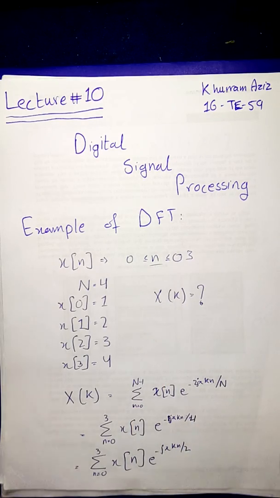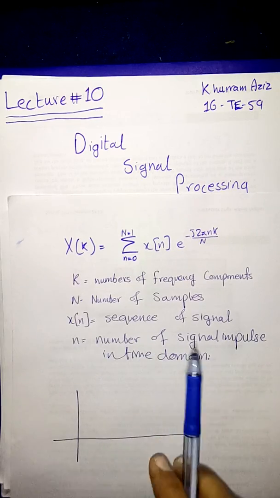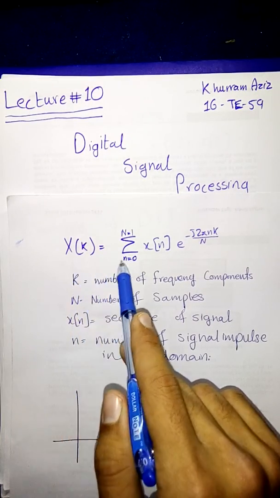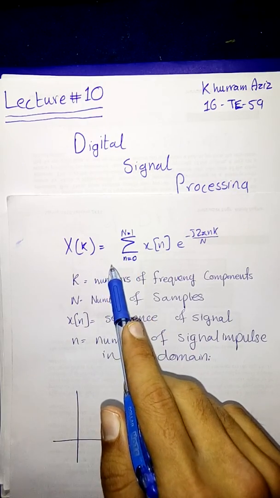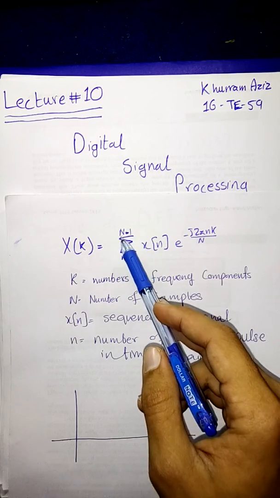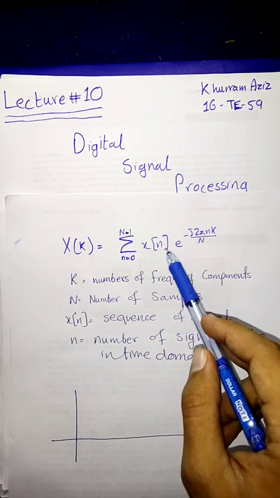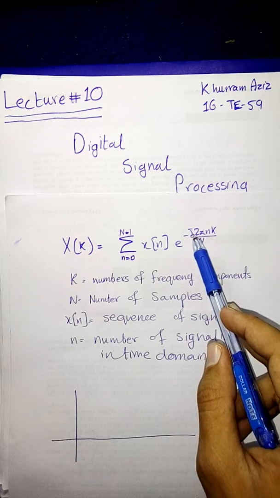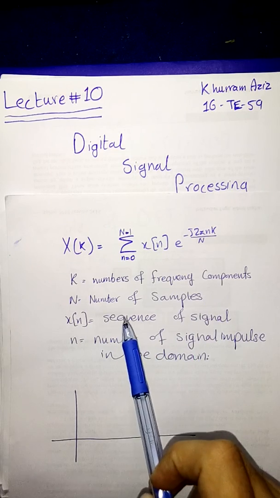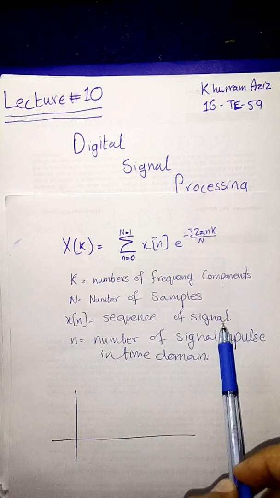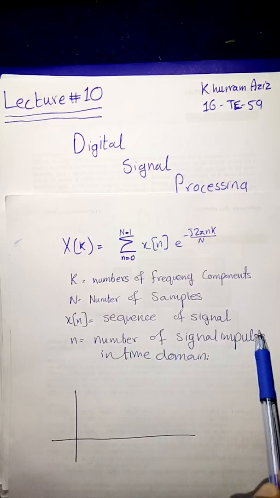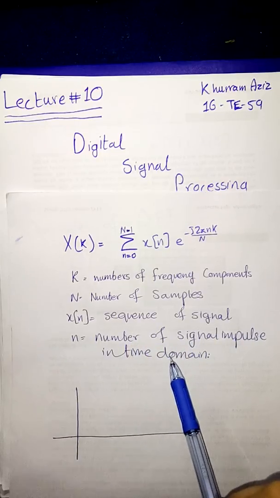This formula is x of k, which denotes the discrete time Fourier transform, equal to the summation of x of n, where n is from 0 to capital N minus 1, times e to the power minus 2 pi n k by N, where k is the number of frequency components, N is the number of samples, x of n is the sequence of the signal, and n is the number of sinusoidal impulses in the time domain.